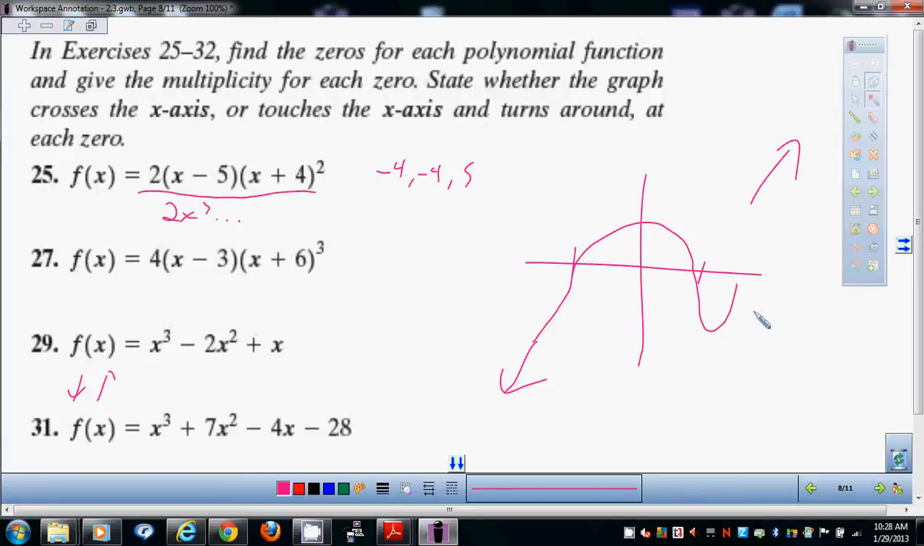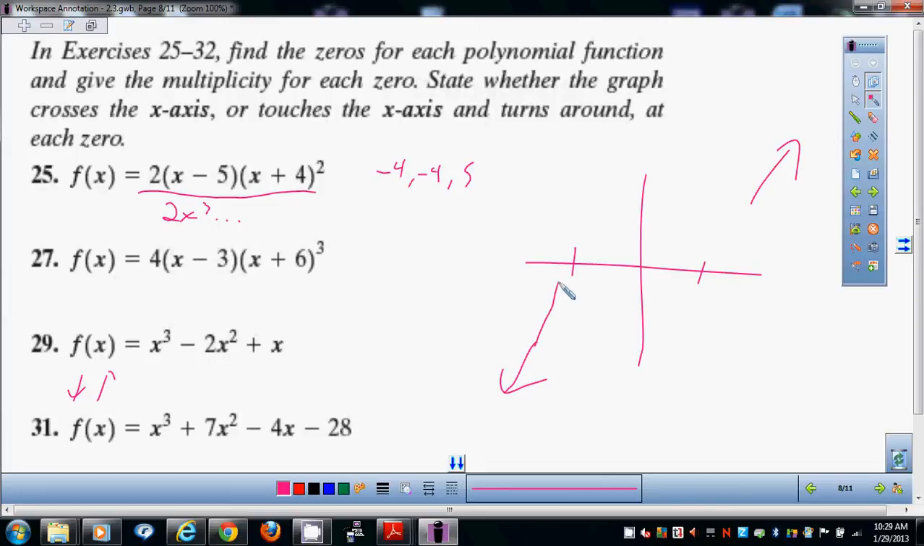If you have a root that occurs an even number of times, 2 in this case, or 4 in some random case, any root that occurs an even number of times is not going to cross your axis. It is going to touch your axis. Therefore, this graph would actually look like this. Just going to touch. And there is a sketch.